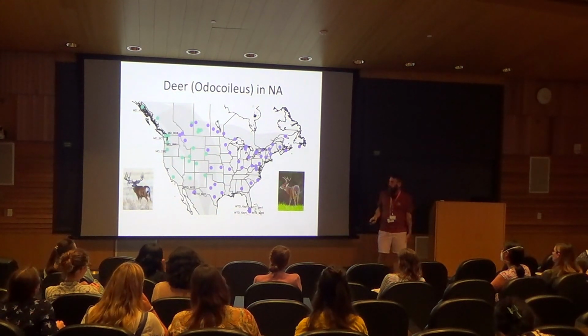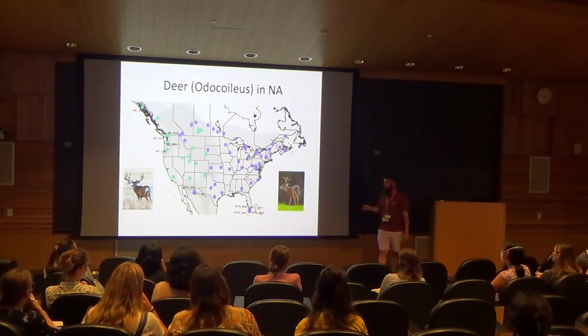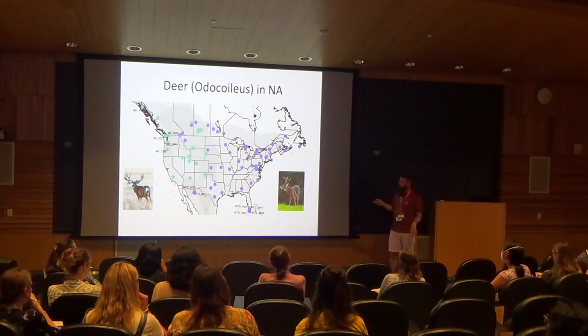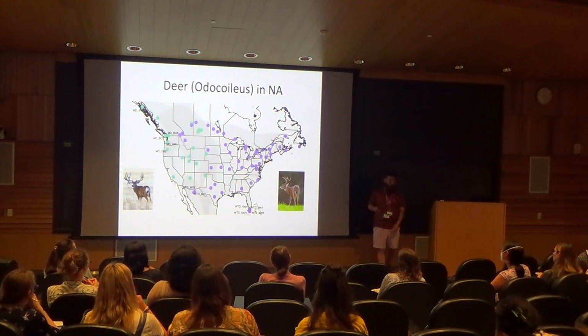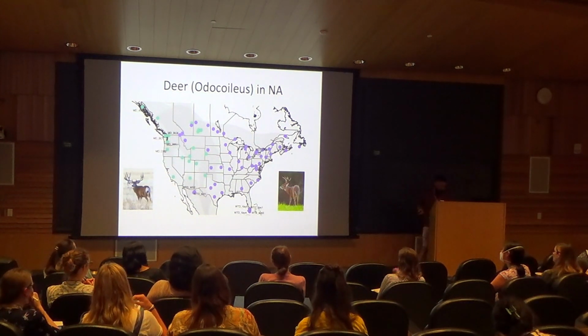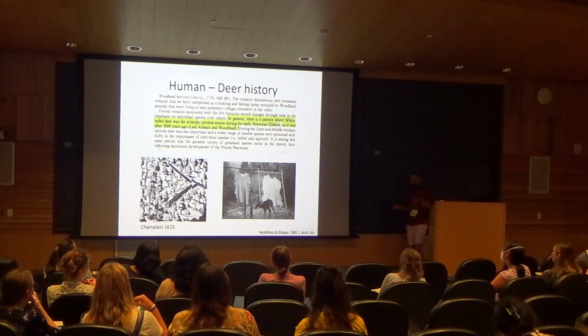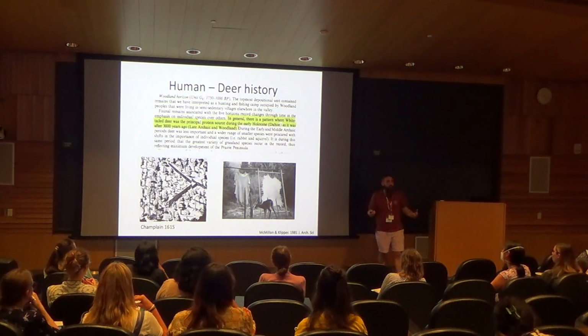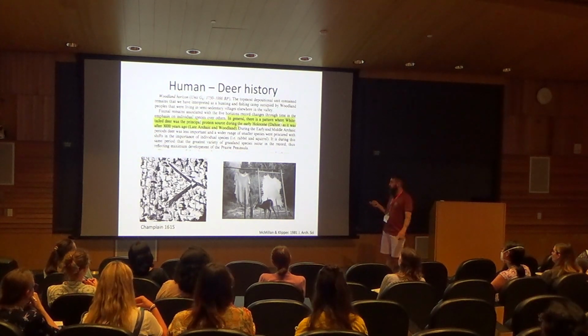They do range out west, but there you start to see more and more mule deer. We've done about 90 whole genomes of the two species, but we're just going to talk about white-tailed deer, Odocoileus. Very interesting animal to work with because humans have a very long history with white-tailed deer.